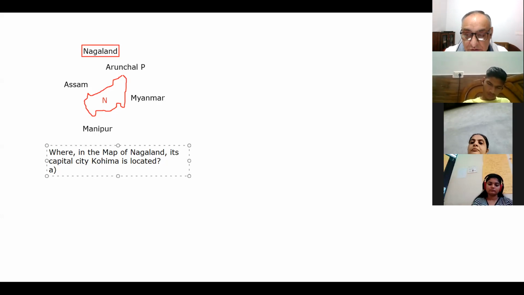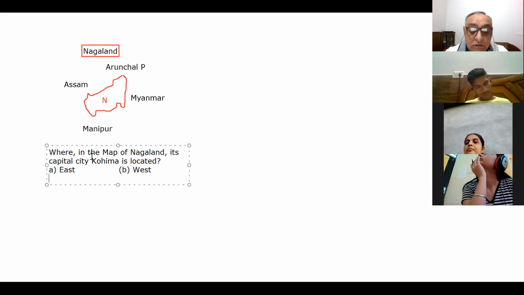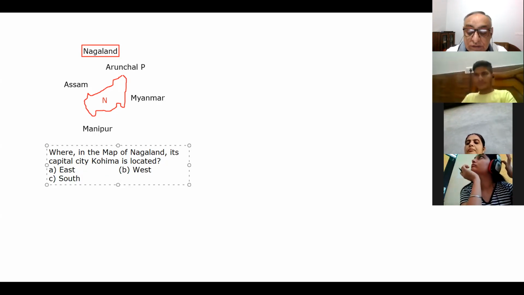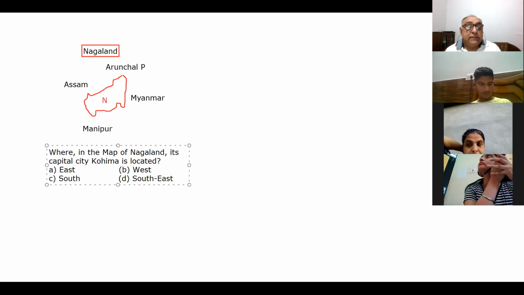Let's suppose the first choice is east, the second choice is west, the third choice is south, and the fourth choice is southeast. Where in the map of Nagaland is its capital city Kohima located?